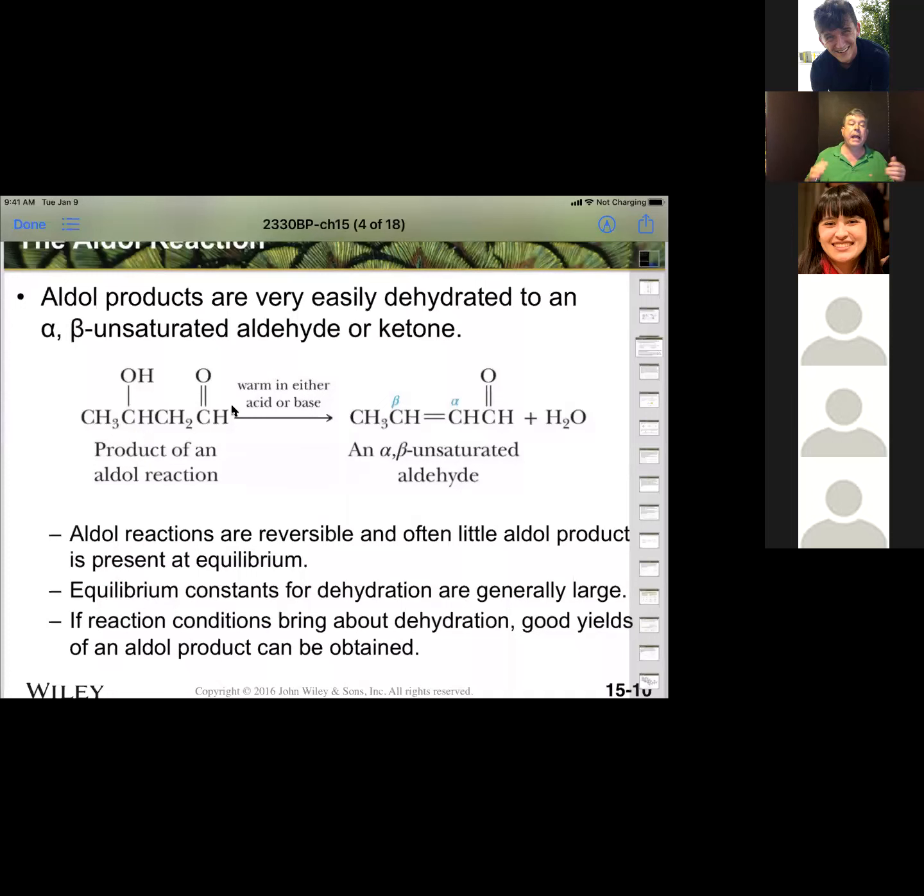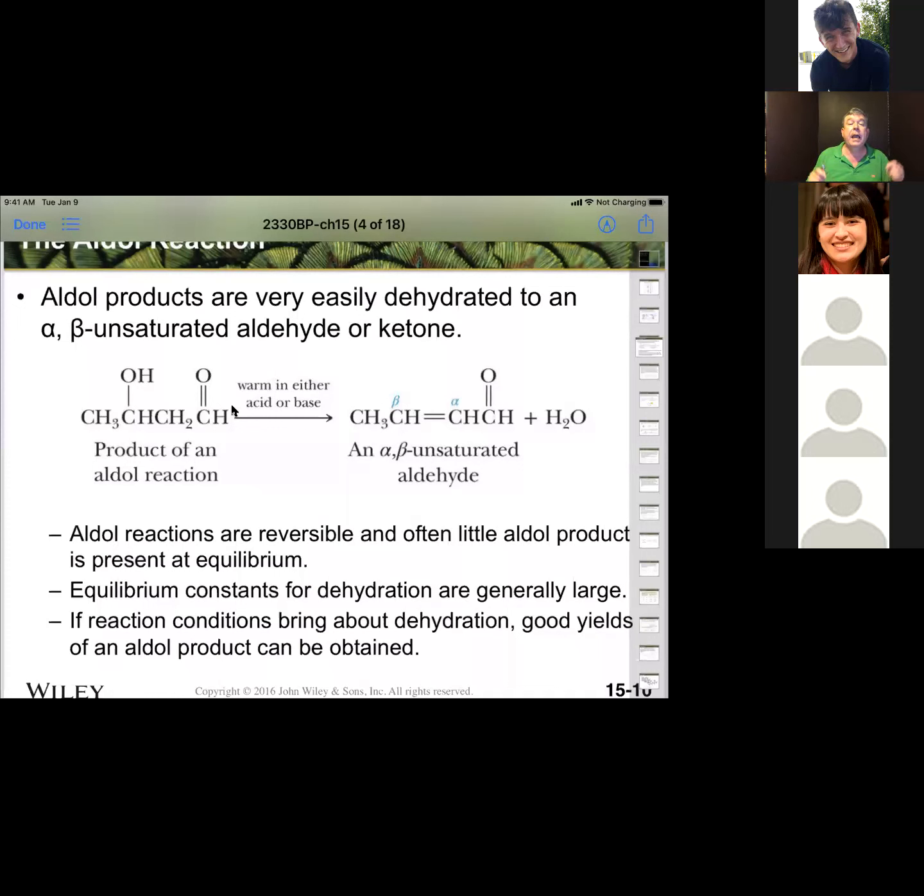And this is called the Aldol Condensation because you're going to lose one equivalent of water. Okay, it's going to condense out of the flask. So the aldol reaction is reversible, but once you dehydrate it, it is going to drive it to being less reversible, so that it is going to give you very high yields of the dehydration product.